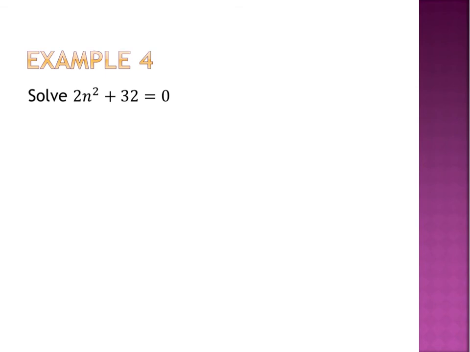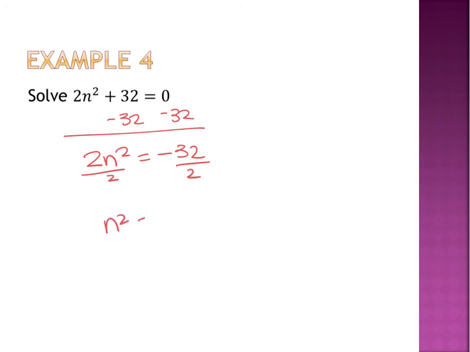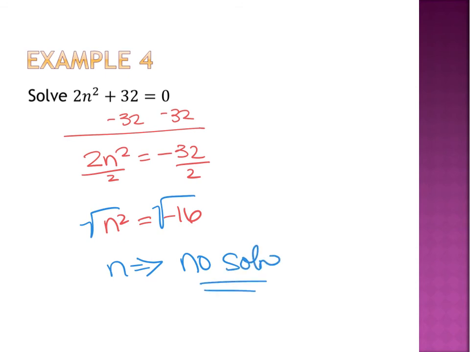For example 4, we're told to solve 2n squared plus 32 equals 0. So I'm going to subtract 32 from both sides. I'm left with 2n squared equals a negative 32. Divide both sides by 2, and now I have n squared equals a negative 16. I'm going to undo my square by square rooting, and right away I notice that I cannot take the square root of a negative number. So this tells me that I have no solution, which would be a case where I have no x-intercepts.